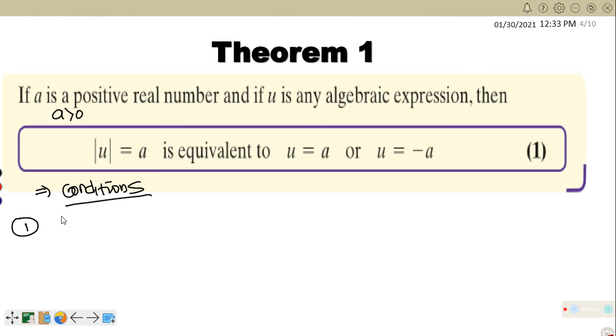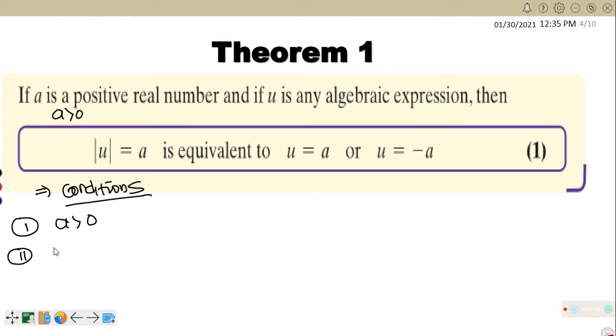To apply this rule, you must know that a is greater than or equal to 0. So your a must be greater than or equal to 0. That is the first thing. As we are saying, our condition 1 is that a must be greater than or equal to 0.